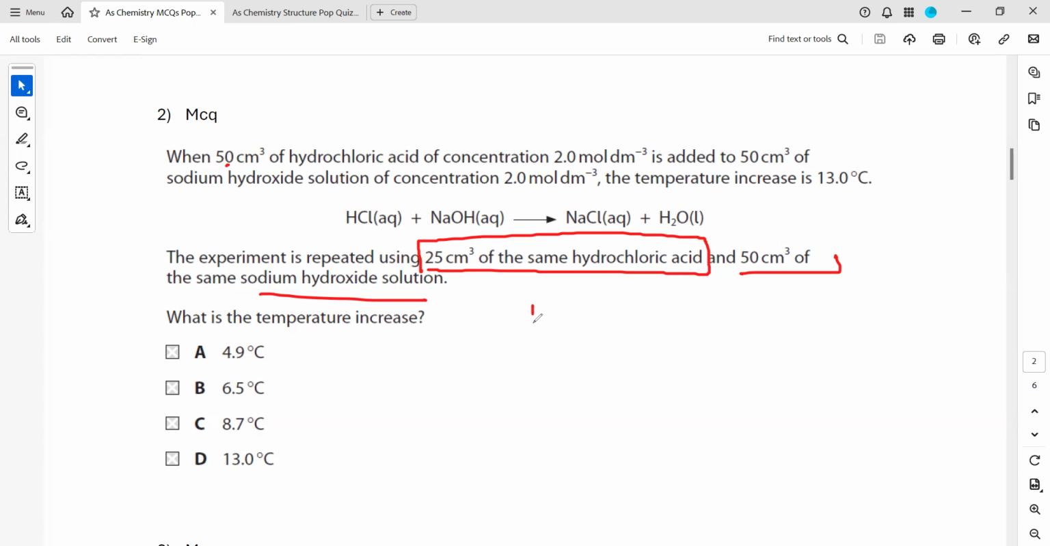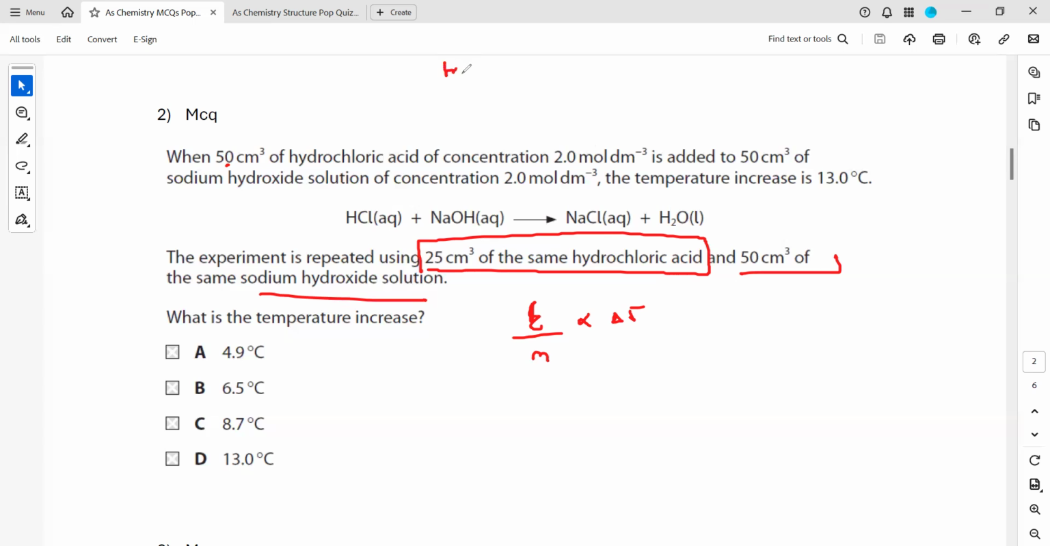So the relation between the energy, the mass, and the temperature change: if we increase the moles, the energy will also increase, and the temperature change will also increase. If we decrease the moles, the temperature change will also decrease. And the relation between the mass of the solution and the temperature change is inverse. If you use a smaller mass, it will have a greater change in temperature.